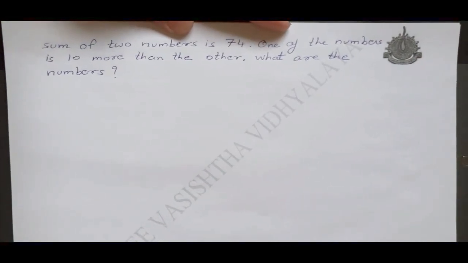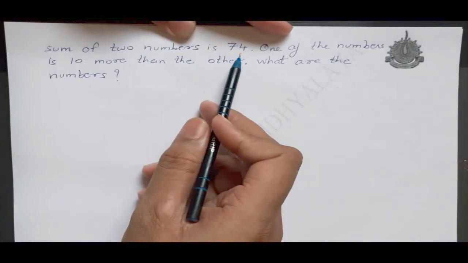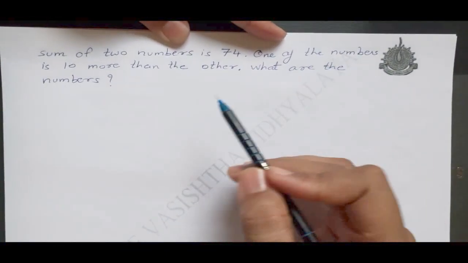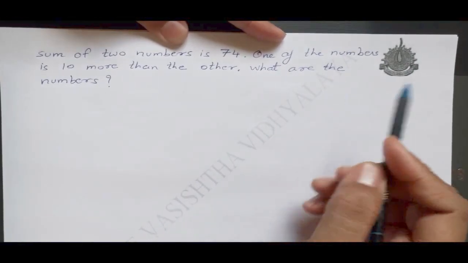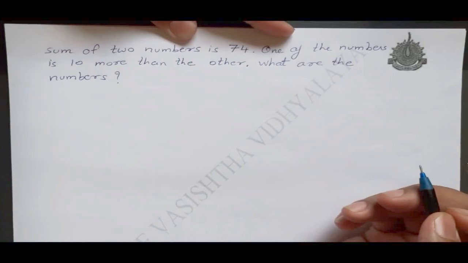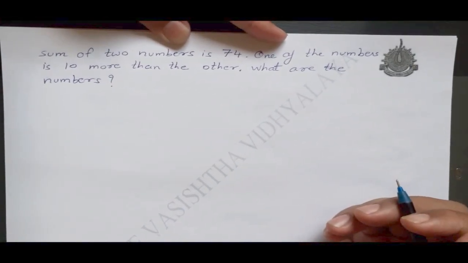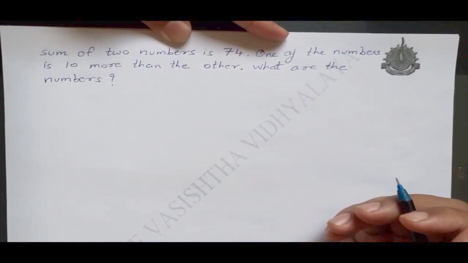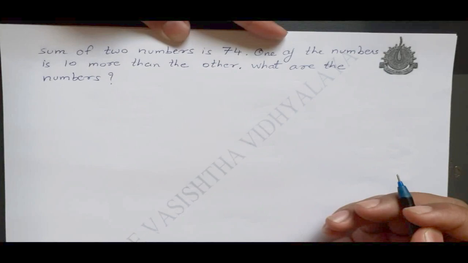Okay, now let's begin with a simple example. Sum of two numbers is 74. One of the numbers is 10 more than the other. What are the numbers? Now we have a puzzle here. We do not know either of the two numbers and we have to find them. So we are given two conditions here.